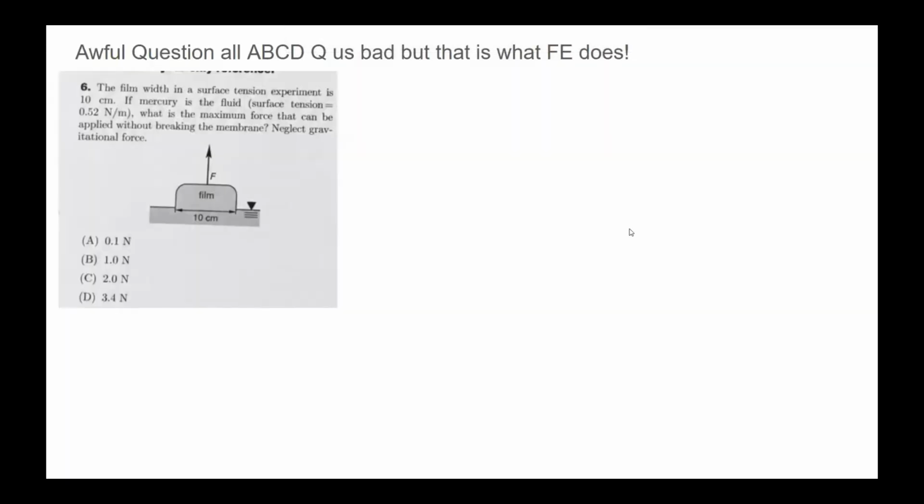So a film within a surface tension experiment is 10 centimeters. If mercury is the fluid, the surface tension is 0.52. What's the maximum force that can be applied to break the membrane? So this one is another lookup. You need to actually know this equation in the lookup table.